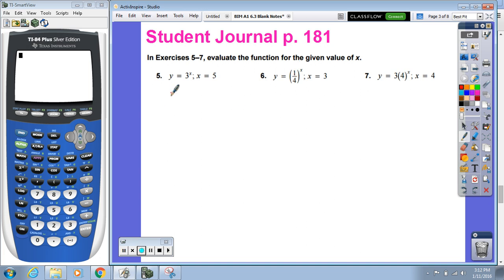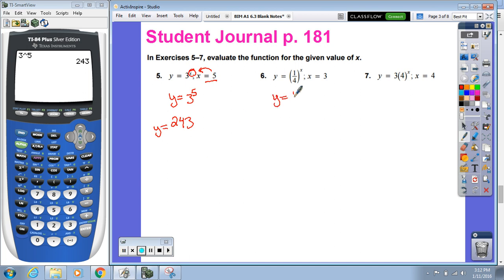This is pretty easy. We're plugging in x, and so we're doing 3 to the 5th power because x is 5. So we plug that in right there where it says x. Now you can just go and type this in your calculator to find out what it is, and you do 3 to the 5th, and we get 243.